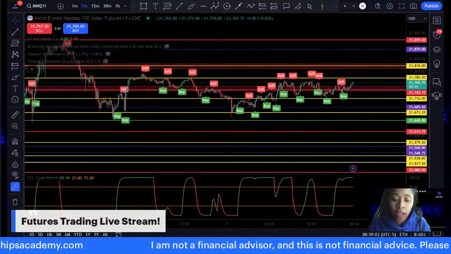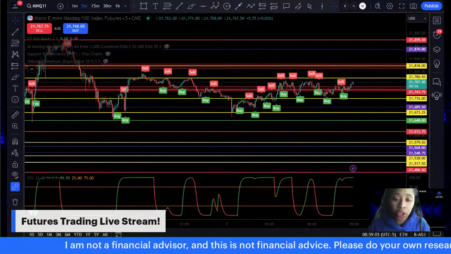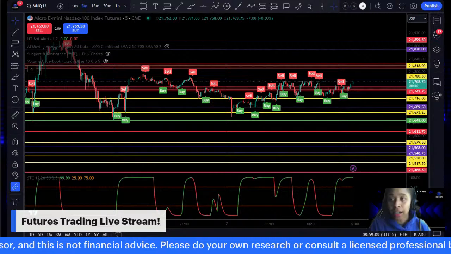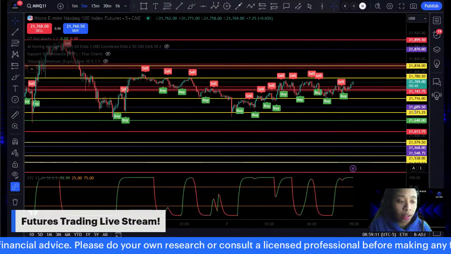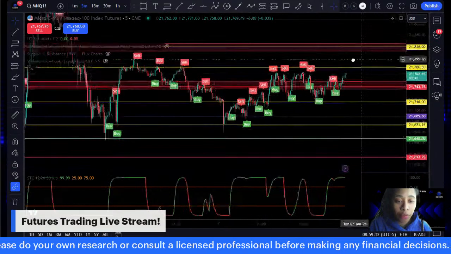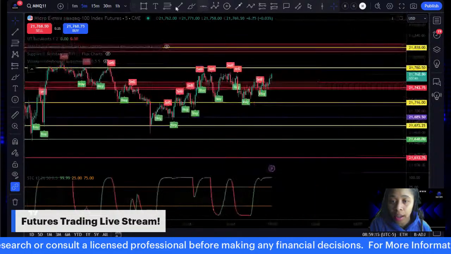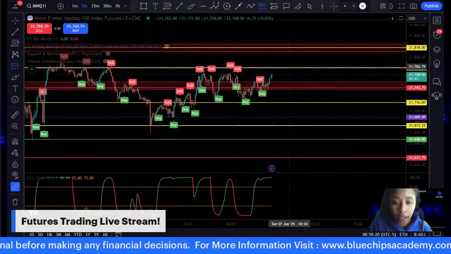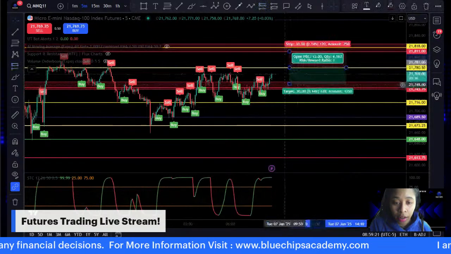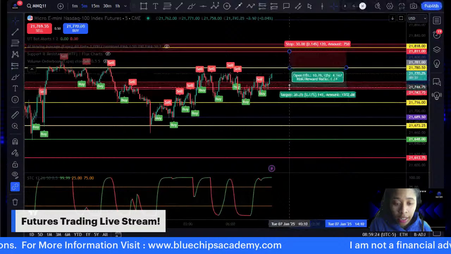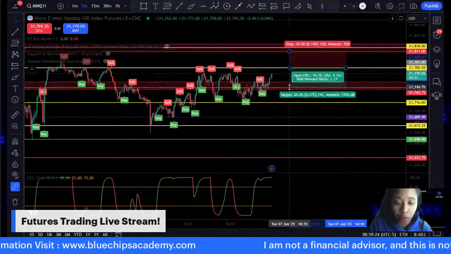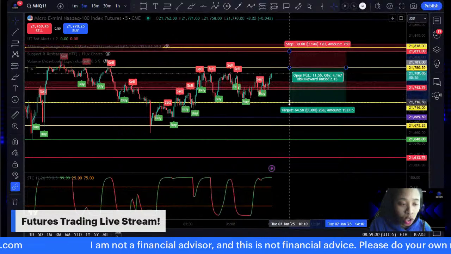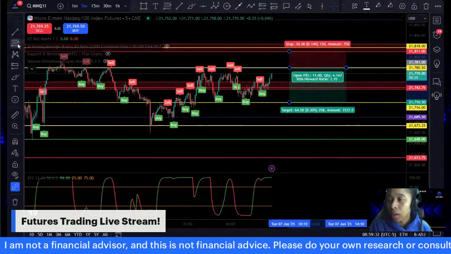Okay. My TP2 was the 2 contracts. All right, so let me just break that down real quick so you guys can have an illustration of it. Let's say I got into a short position, and I'll just put that here, just so you guys can see it. Let's say 21,744 was TP1, and then 21,716 was TP2.